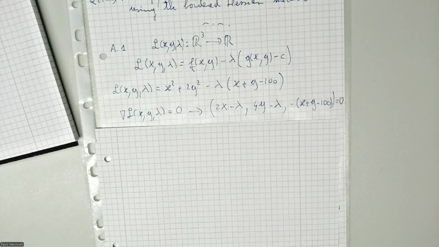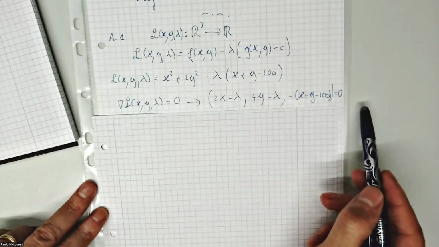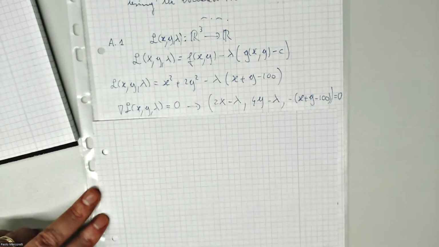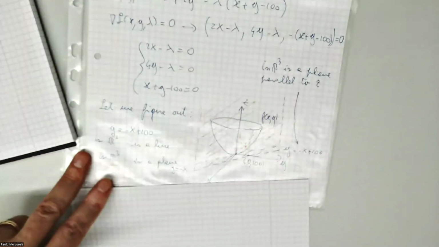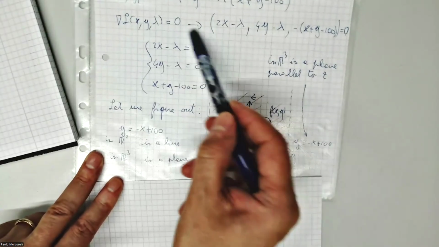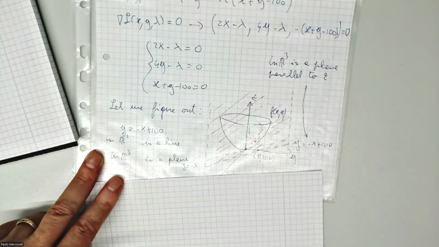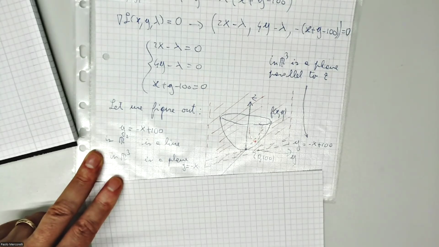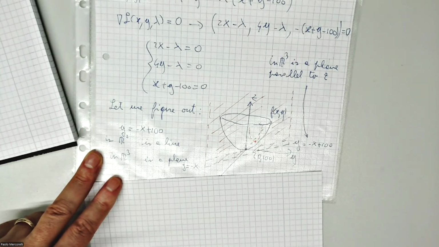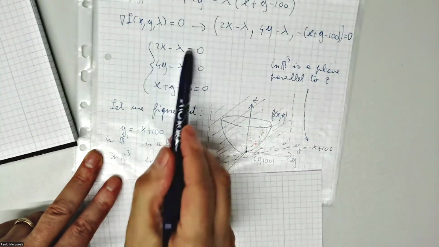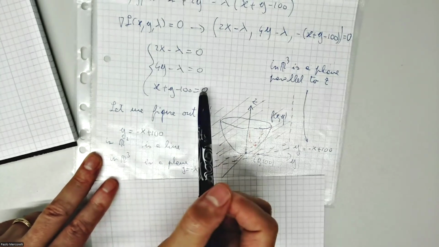The partial derivative. Once I do the derivative with respect to x, once I do the derivative with respect to y, and at the end, in this case, I do the derivative with respect to lambda. Now, putting these three components equal 0, I try to find the candidate points, which could be maximum, could be minimum. First component equals 0, second component equals 0, third component equals 0.